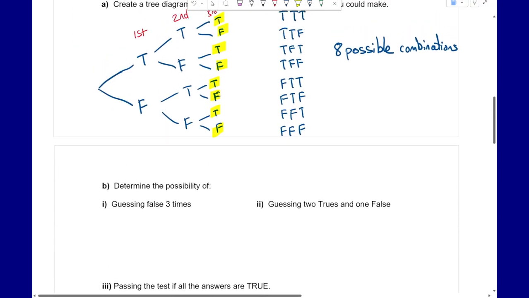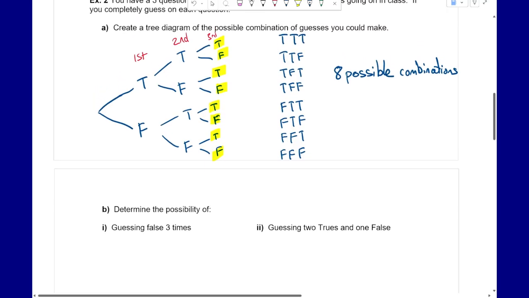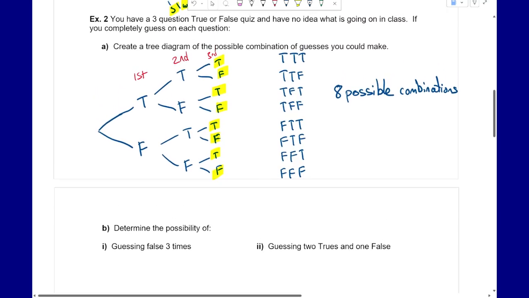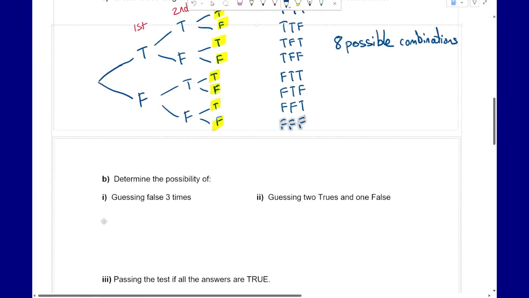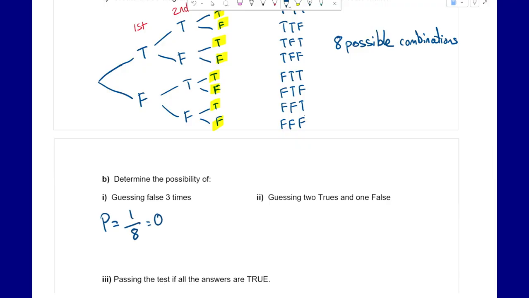Determine the probability of guessing false 3 times. So if we want to guess false 3 times, there's one way that could happen, right? This is the one scenario out of 8 possible ways. So the probability of guessing false 3 times is 1 out of 8, or I believe it's 0.125 or 12.5%.